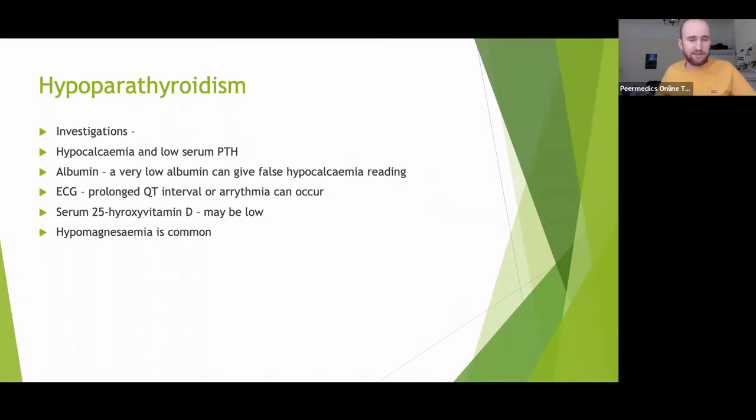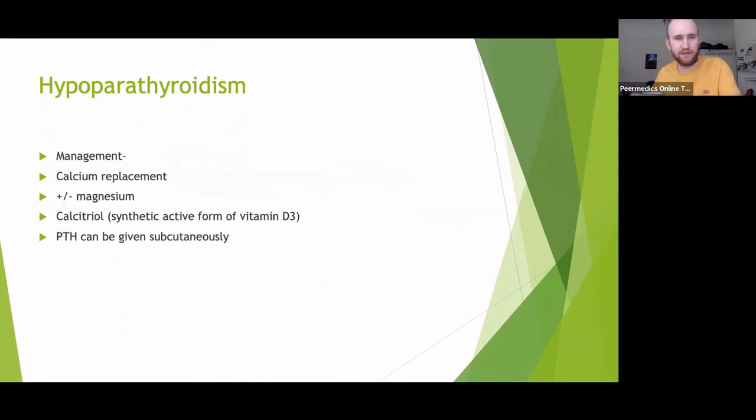Hypomagnesemia is also common alongside hypoparathyroidism. So then management's pretty simple. It's calcium replacement. If they've got hypomagnesemia as well, so if they've got low magnesium, you're going to replace that.